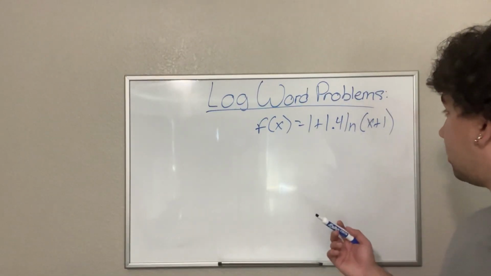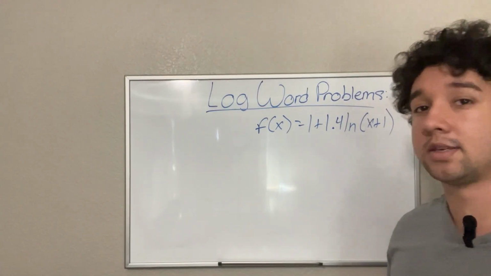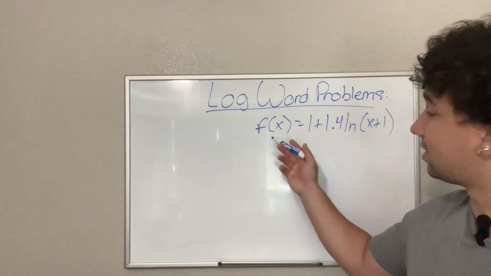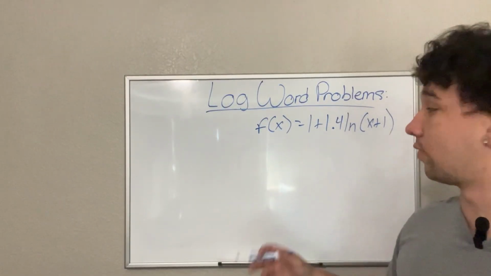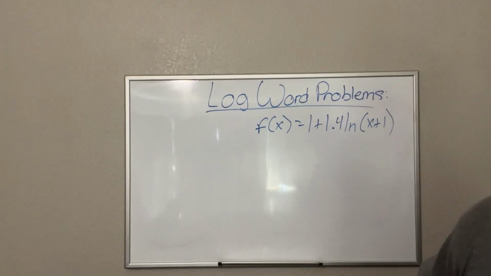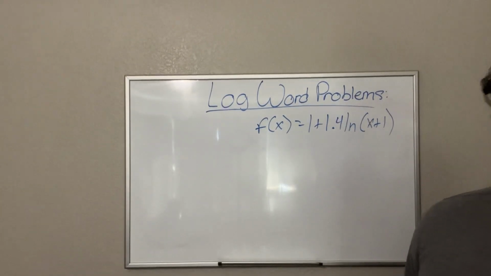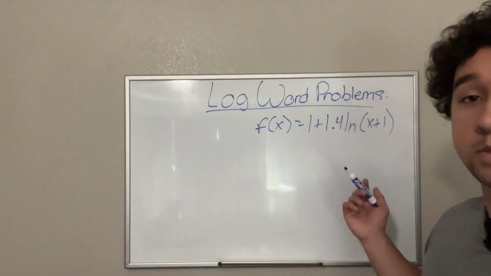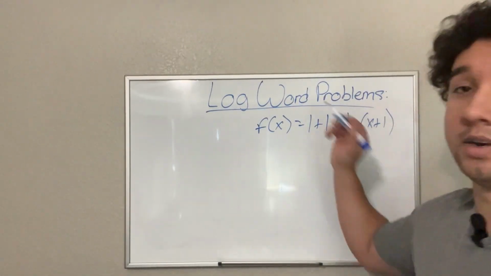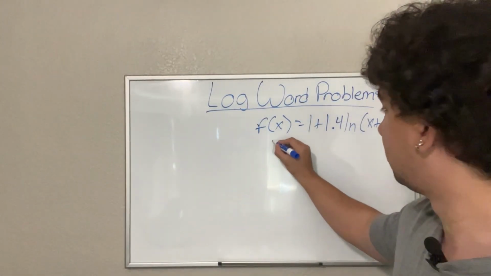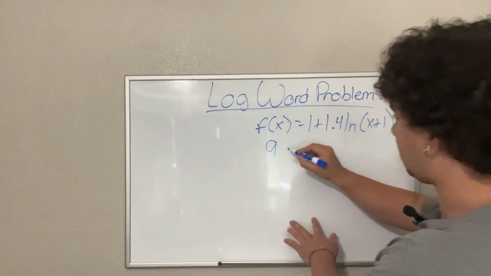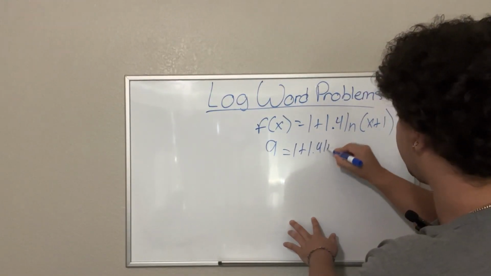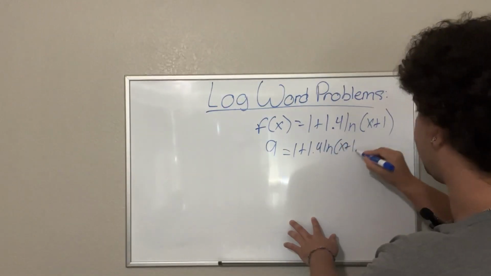Well, where can I plug that in? I can't plug that in for x because x is number of days. So that means that is f of x. This is 9 consecutive free throws. That's what we're solving for. And that makes sense because the function models the average number of free throws a basketball player can make consecutively. That is what f of x is, and that is what I'm plugging in right here. So 9 equals 1 plus 1.4 natural log of (x plus 1).